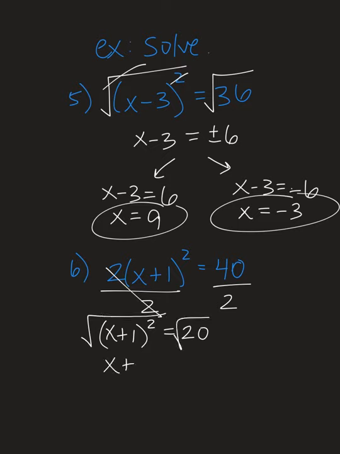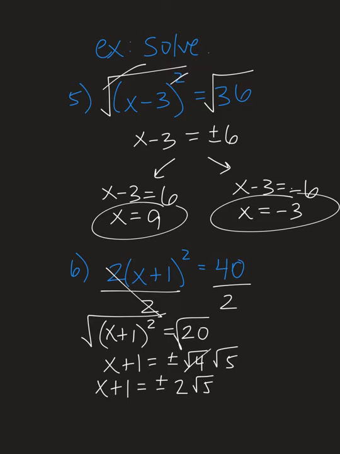So we're left with x plus 1, and then plus or minus the square root of 20. Now 20 has a factor that is a perfect square. So this can be broken down further. So we can write it as the square root of 4, the biggest perfect square that fits into 20, root 5. 4 times 5 is 20. And then we'll have x plus 1 equals plus or minus 2, because that is what the square root of 4 is, root 5.